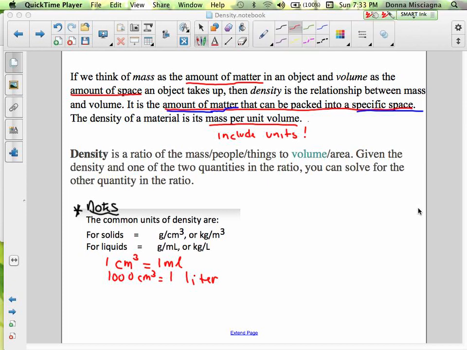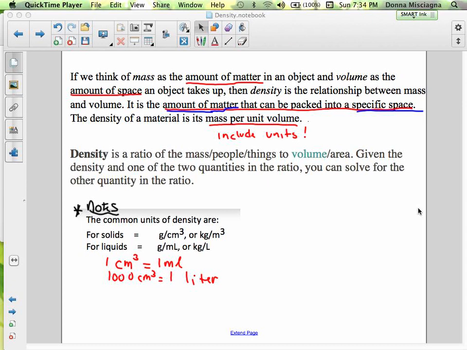Some common units for density for solids: grams per cubic centimeter, or if it's something large, kilograms per meter cubed. For liquids, we can do grams per milliliter or kilograms per liter. And just so you know, 1 cubic centimeter is 1 milliliter. 1,000 cubic centimeters is 1 liter.